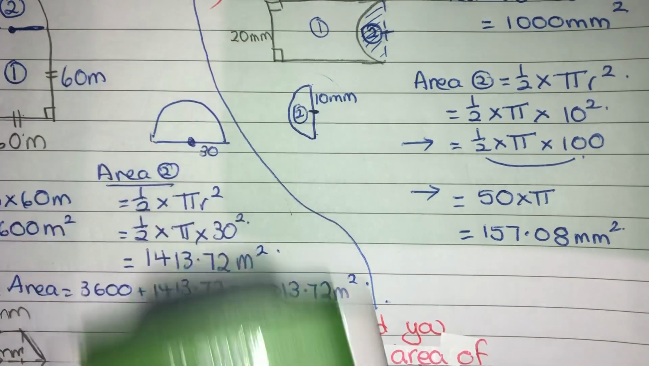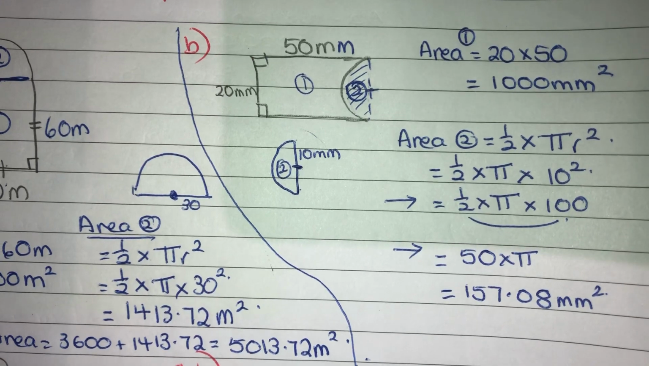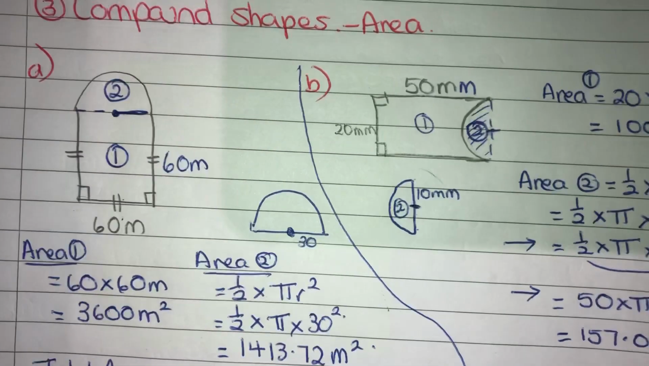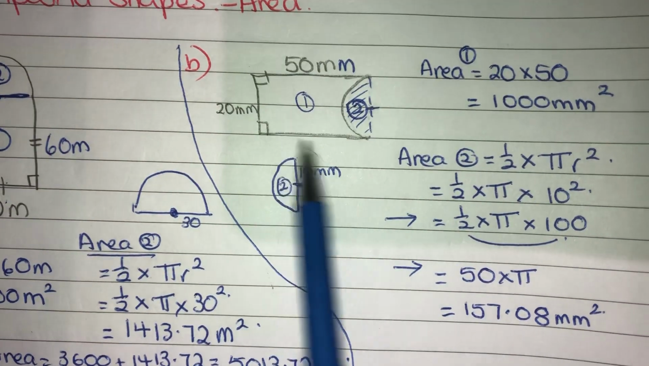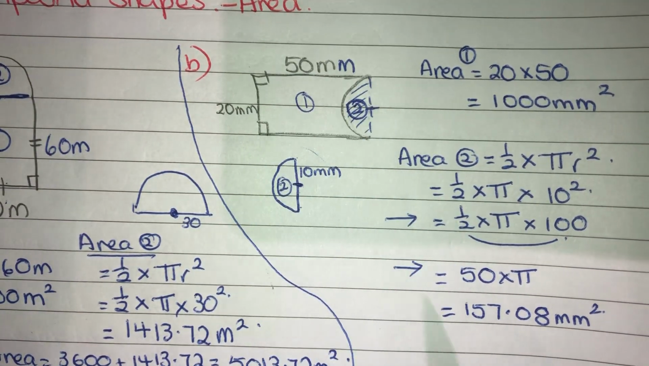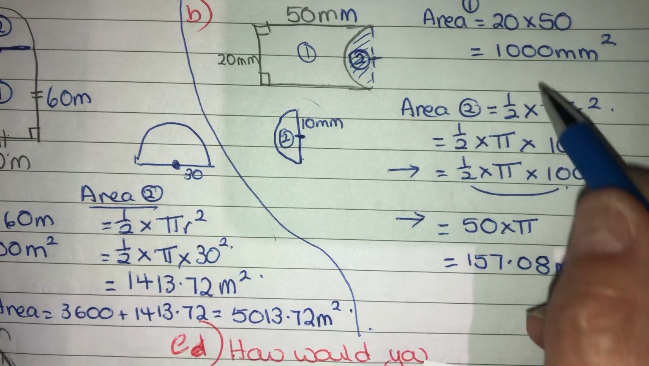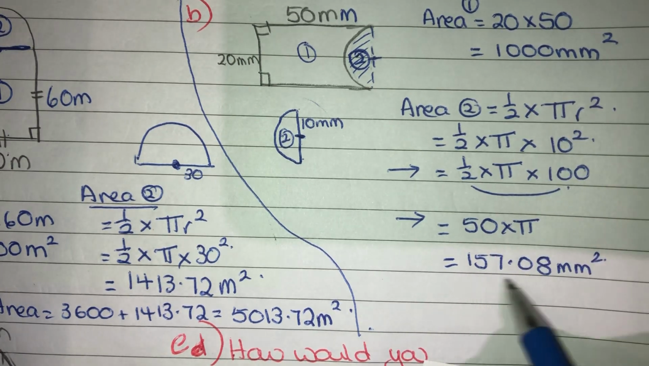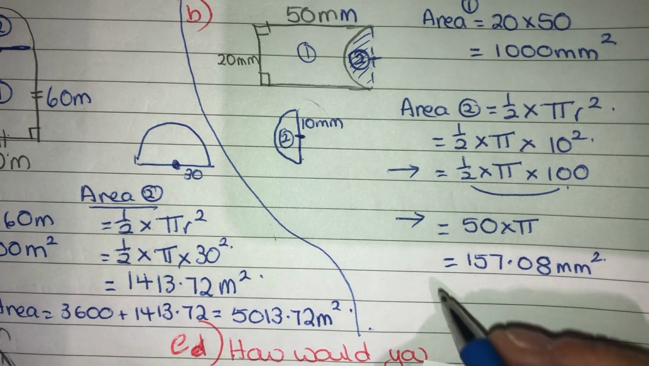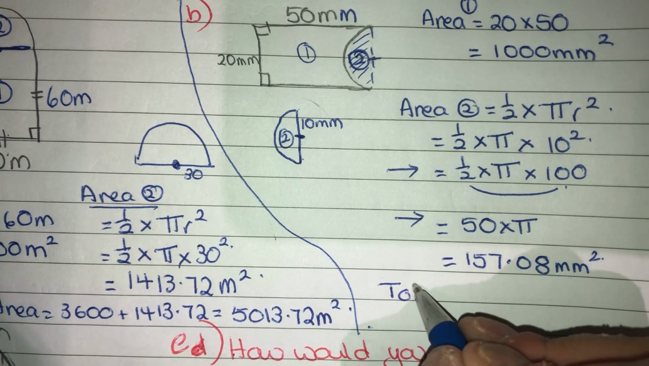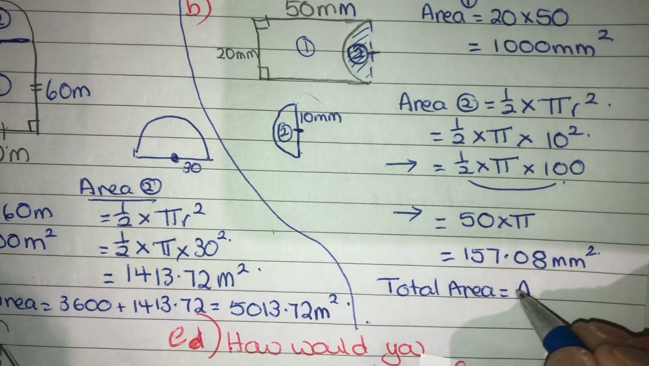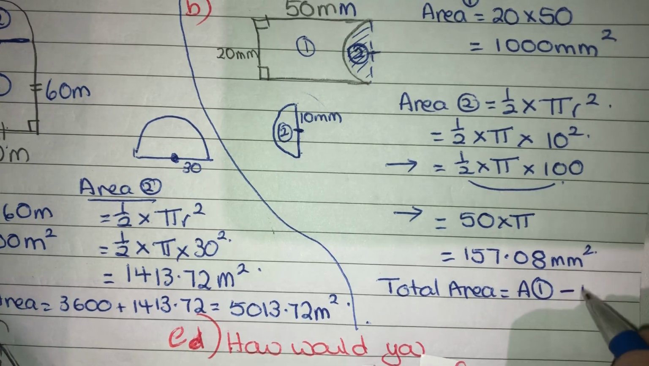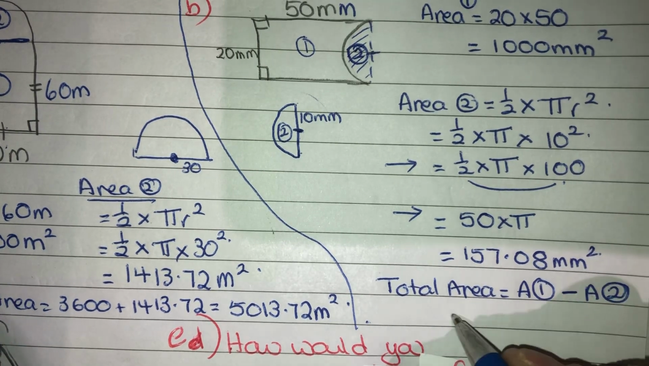Now we haven't finished, but have a think about what we're doing. So the last one we had to add them together. So we did the rectangle, then we added half a circle. This time we're doing the rectangle. We're taking away half a circle. So there's our rectangle. There's half a circle. We're going to subtract. So we're going to say total area equals area 1 minus area 2 this time.